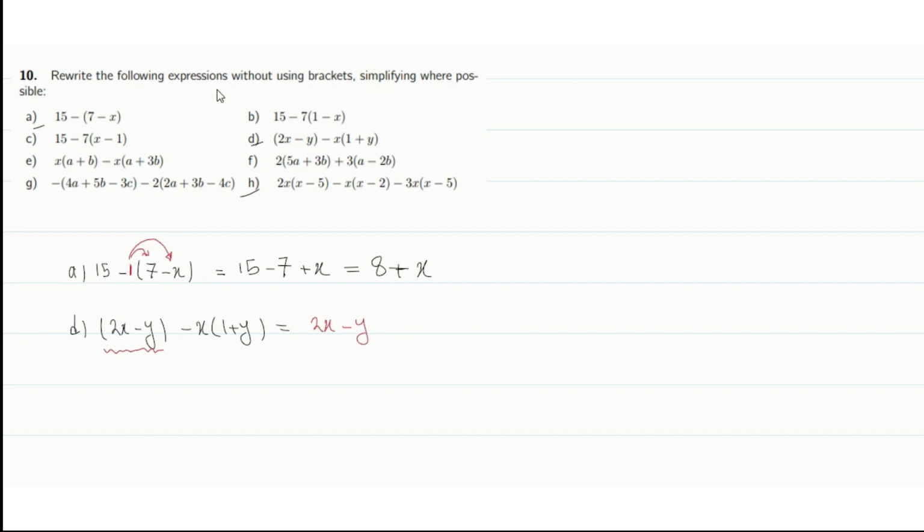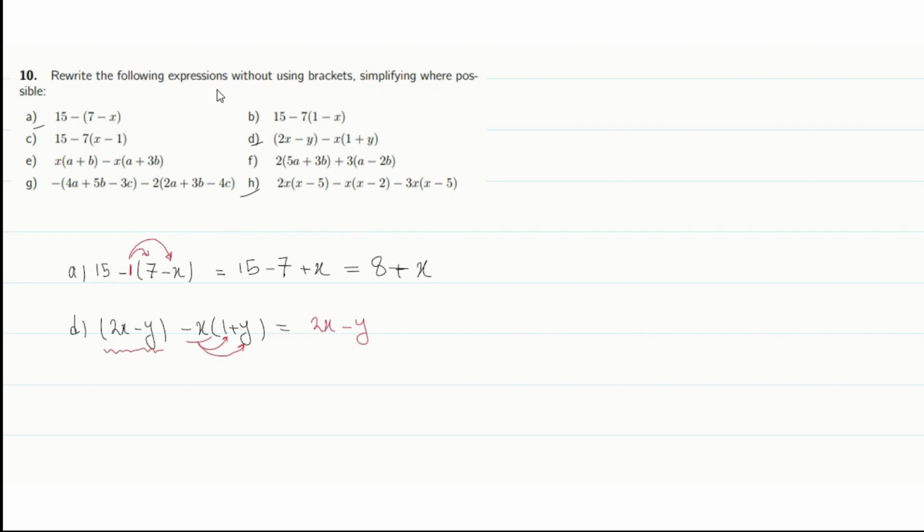Can we expand this one? Yeah, because there is a -x in front of it. So what we should do, we should multiply this -x by each of the terms inside the bracket. So we just multiply -x by 1. Then we multiply -x by y as well. Then after the calculations are done, we just combine the like terms.